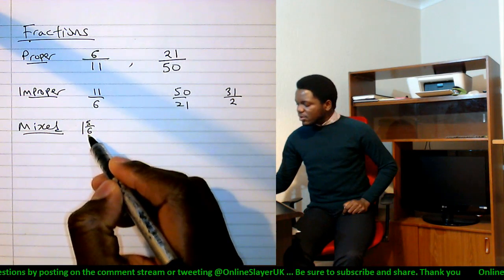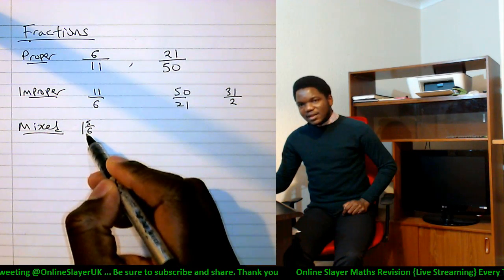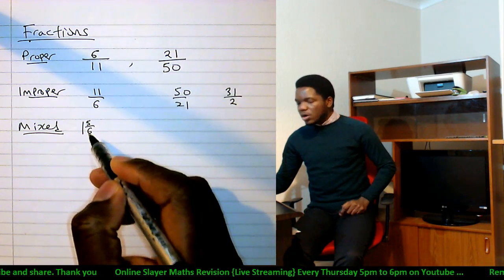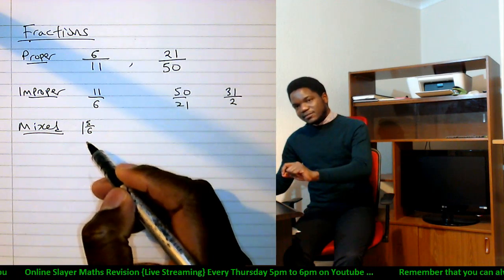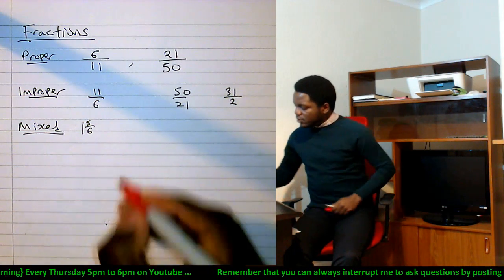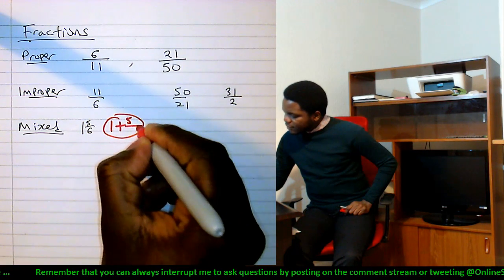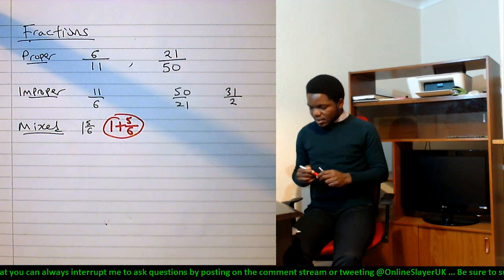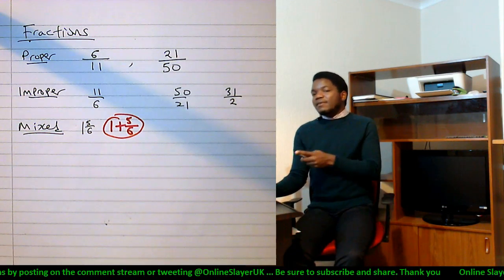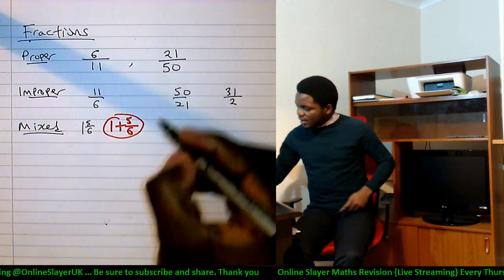Another thing I want you to know is this: one whole number 5 over 6 is not 1 times 5 over 6, but it is 1 plus 5 over 6. So I'm just going to write that in red so you note that it is the same thing as 1 plus 5 over 6. That's what it means. Some people have the habit of thinking that it is 1 times 5 over 6, but no, it's not at all.